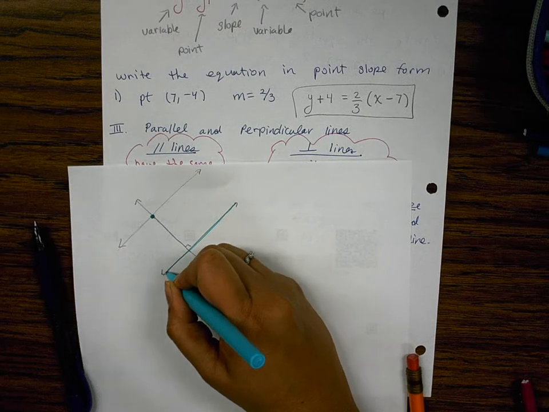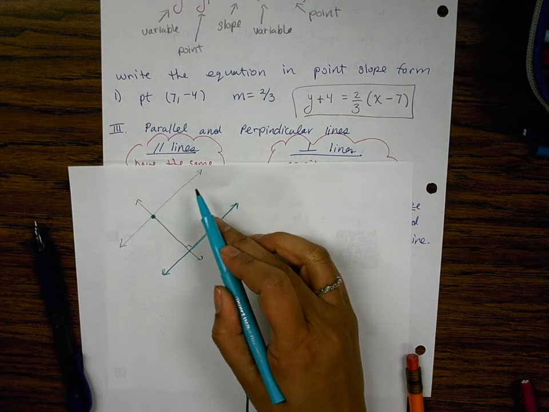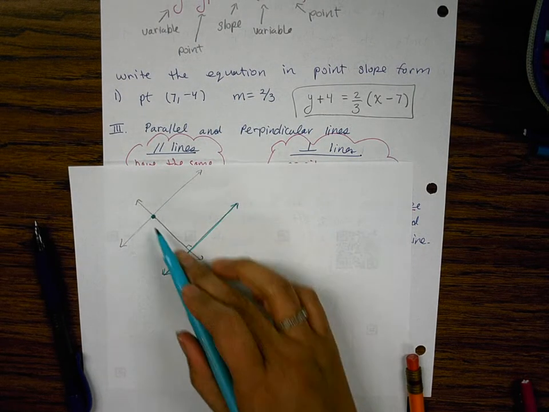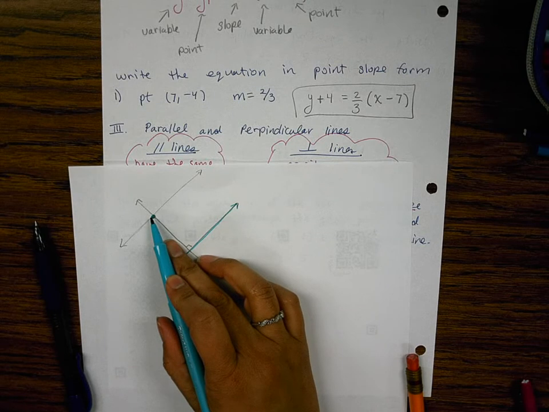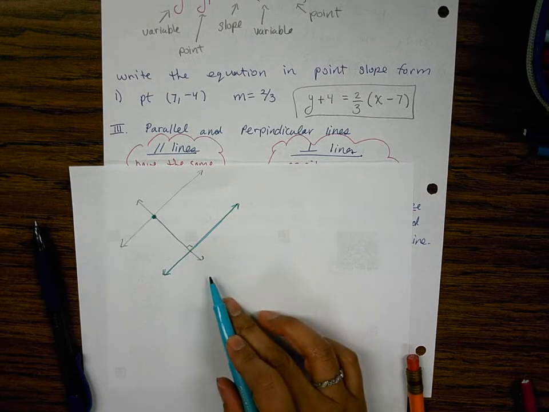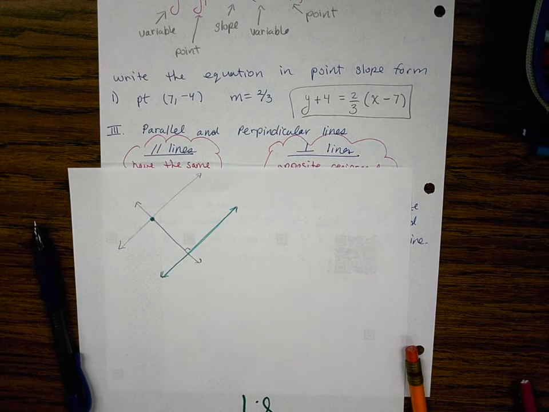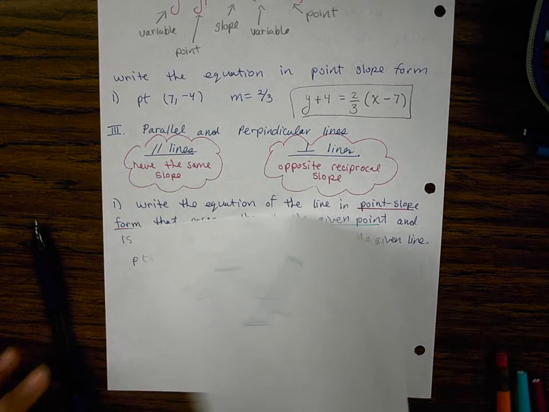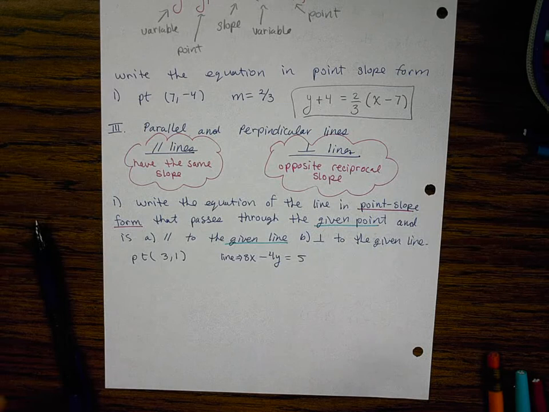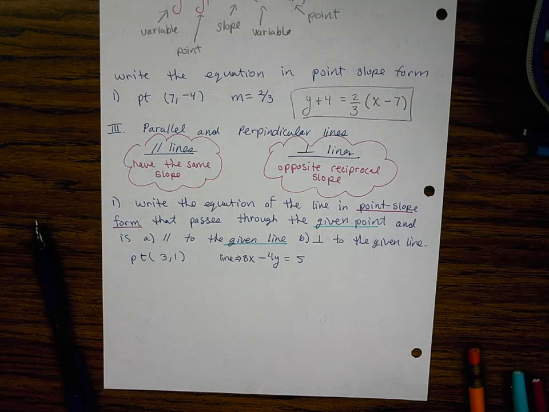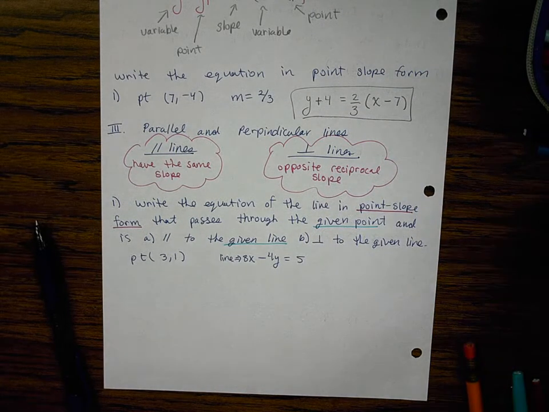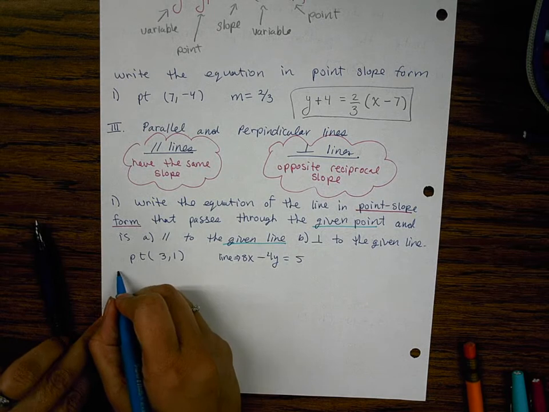Again, they're going to give you the point and the original line, and you're going to find the equation for the line that is parallel to the given line going through the given point, and another line that is perpendicular to the given line, again going through that same point. Okay, so let's see if we can get this done. Part A.